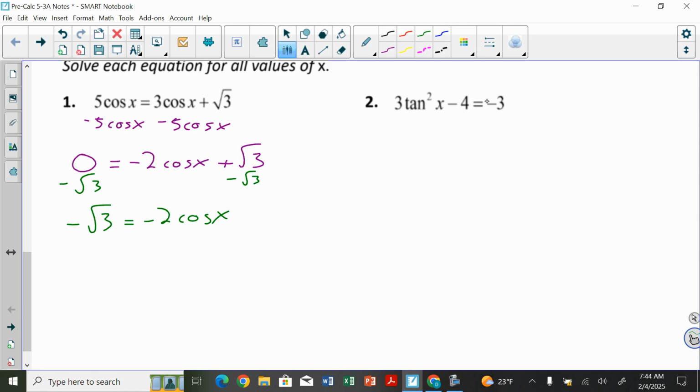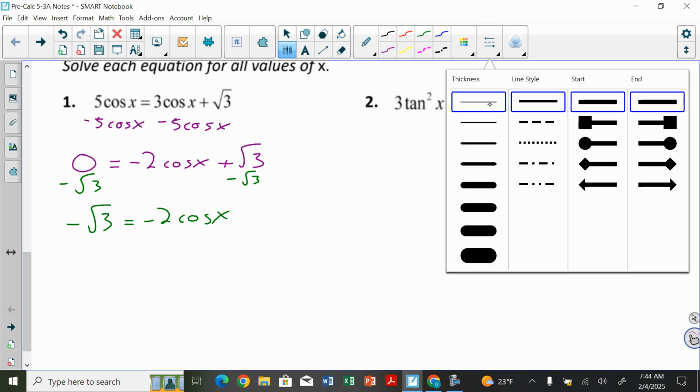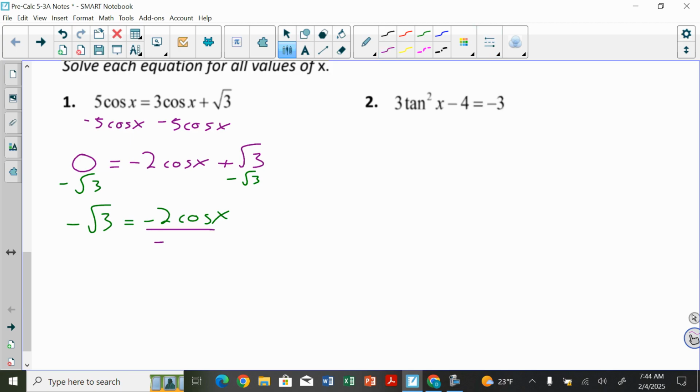And then just keeping with that idea, I'm going to just keep going here. So I'm going to, just doing my algebra, not subtract, sorry, divide by negative 2. And so now what I have is when those cancel, I'm going to have cosine x equals square root of 3 over 2, because those two negatives will make it a positive. Okay, so I've got cosine x equals square root of 3 over 2.